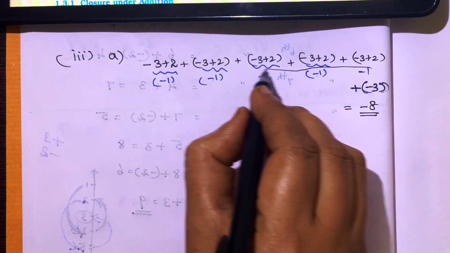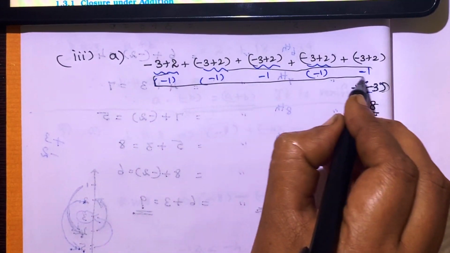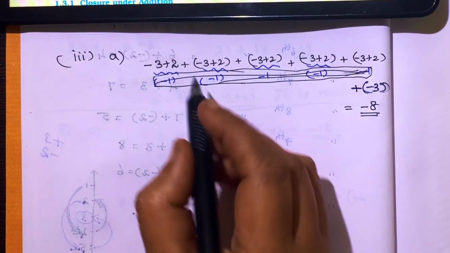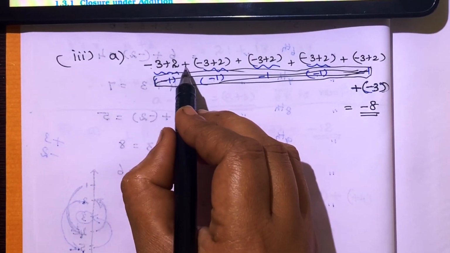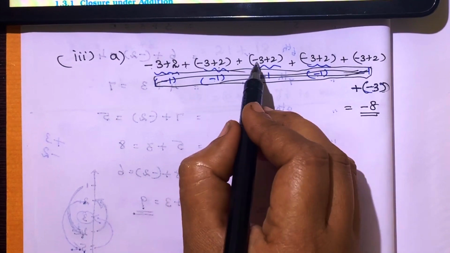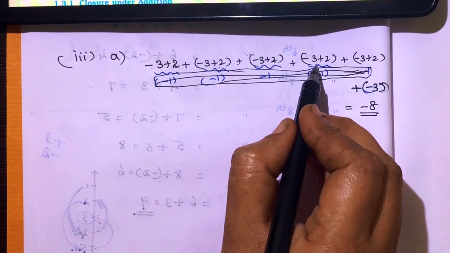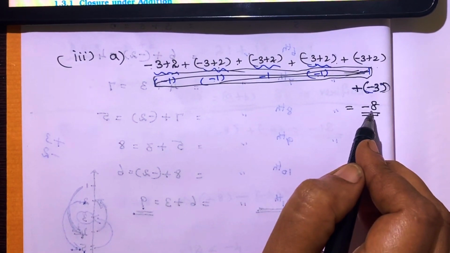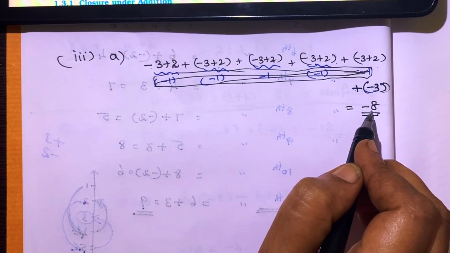So this is all not necessary; for your understanding purpose I explained it to you. Is it clear? So minus 3 plus 2 plus minus 3 plus 2 plus minus 3 plus 2 plus minus 3 plus 2 plus minus 3 is equal to minus 8 you will be getting.